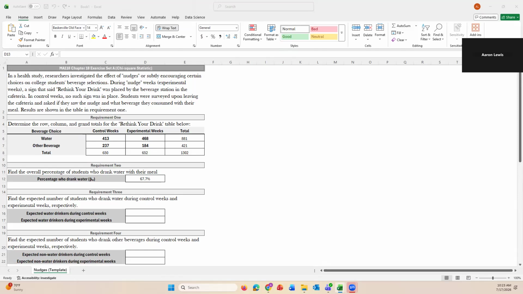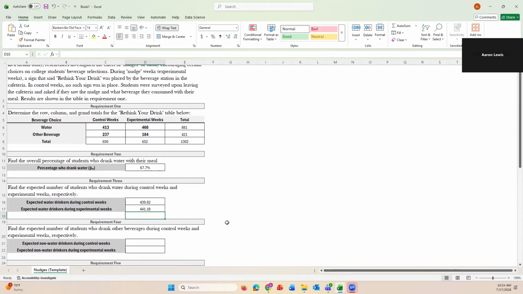Well, how many beverages were consumed during control weeks? That is 650. Based upon that ratio, 67.7% of those 650 beverages should have been water. So I can take the total amount for the criteria we're looking for, multiply it by my known percentage, and I get 439.82. Let's do the same concept for experimental weeks. There are 652 total beverages consumed during experimental weeks. If 67.7% of those were water, we would expect 441.18 bottles of water to be consumed during experimental weeks.